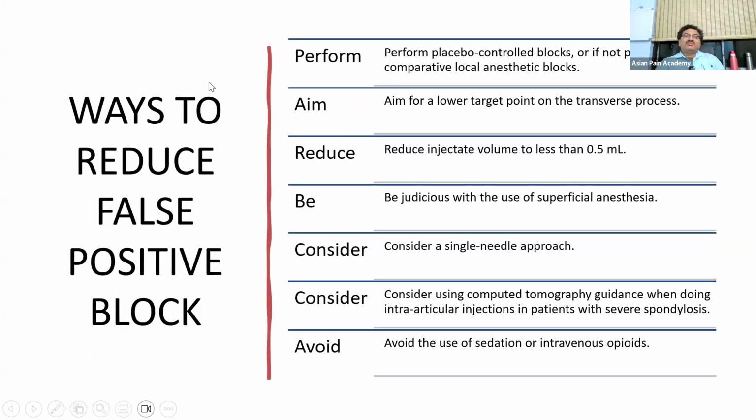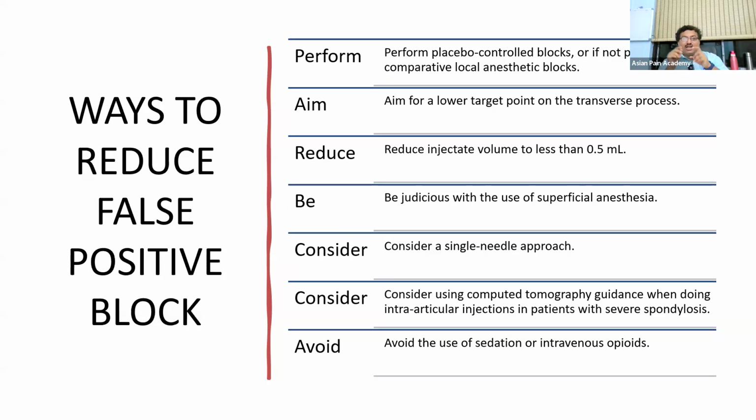So how to reduce this false positive rate? First of all, perform a placebo controlled block. But sometimes it is not possible, because I am just giving saline and taking money for it, so it is not a good choice. So we can go for a comparative block. That means once we do the block with lignocaine and then with ropivacaine or bupivacaine in two different setups, and we check the pain relief period. In one case it should be shorter and in the other case it should be longer. So that could be one possible way.